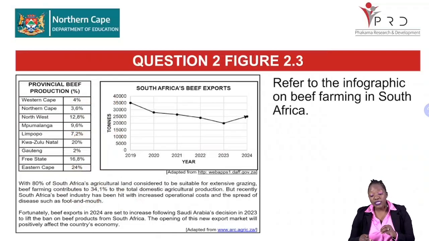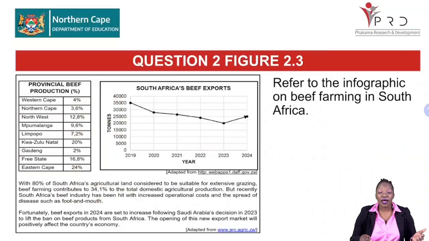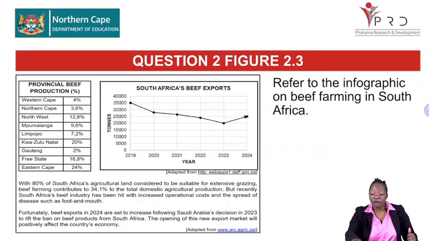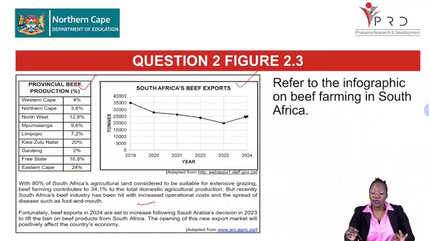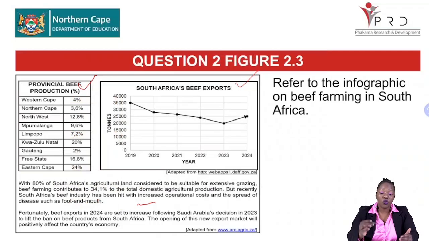So we said before you even begin to start each and every figure, you need to refer to the diagram that you are given. So refer to the infographic on beef farming in South Africa. You are given provincial beef production, you are given South Africa's beef export, as well as the article. So you are given 3 things in this infographic. So again, it is important to go through.